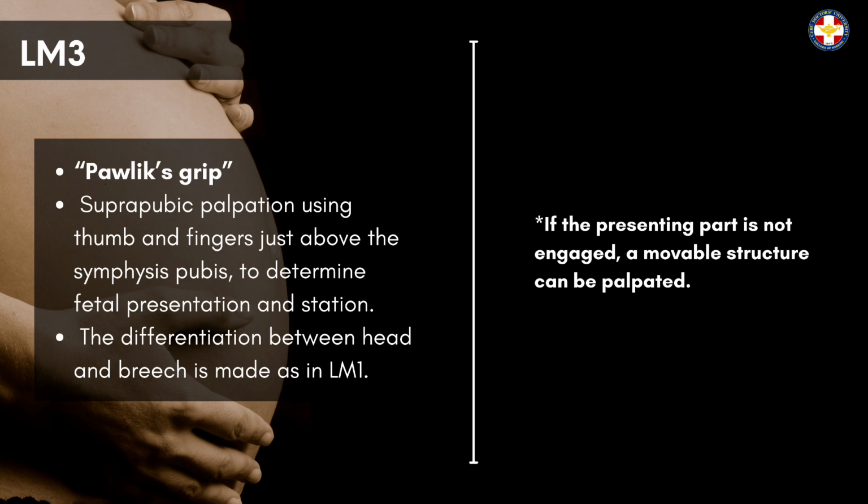Suprapubic palpation using thumb and fingers just above the symphysis pubis to determine fetal presentation and station. The differentiation between the head and breech is made as in LM1 or the first maneuver. If the presenting part is not engaged, a movable structure can be palpated.